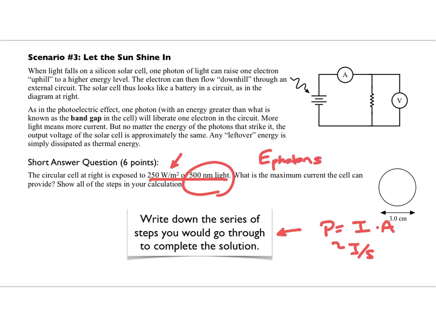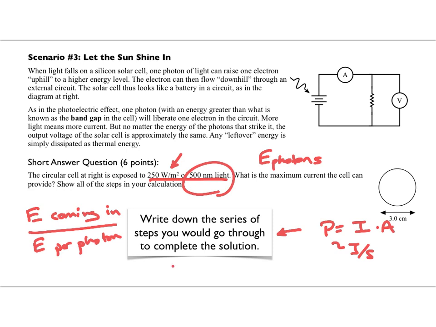And I can put that in joules. And then I can take the amount of energy that comes in per second, and I can divide it by the energy per photon. And if I do that, I get the number of electrons that are liberated, because one photon liberates one electron. And then what current does that correspond to?